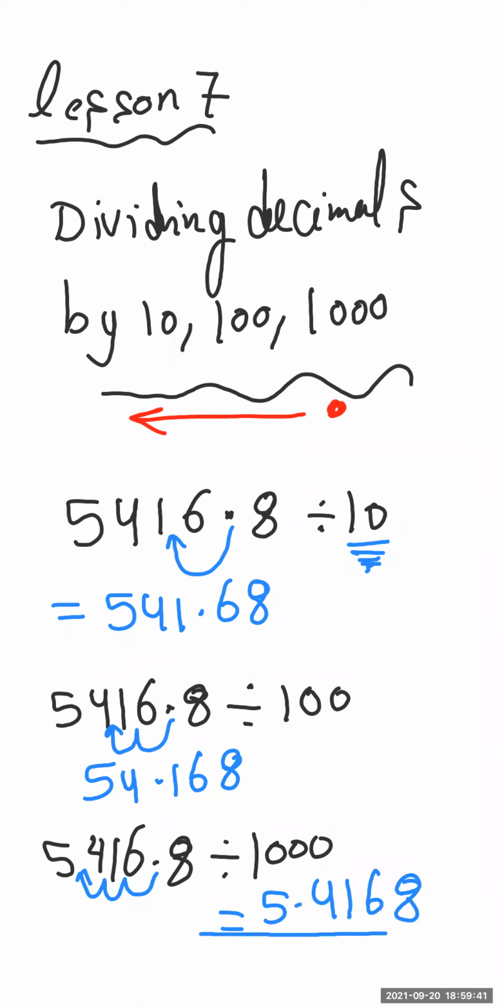5.4168. Exactly. It's opposite to the multiplication. In multiplication, we move the decimal point to the right according to the number of zeros. If it's only 10, 1 place. 100, 2 places. 1000, 3 places. That's it.